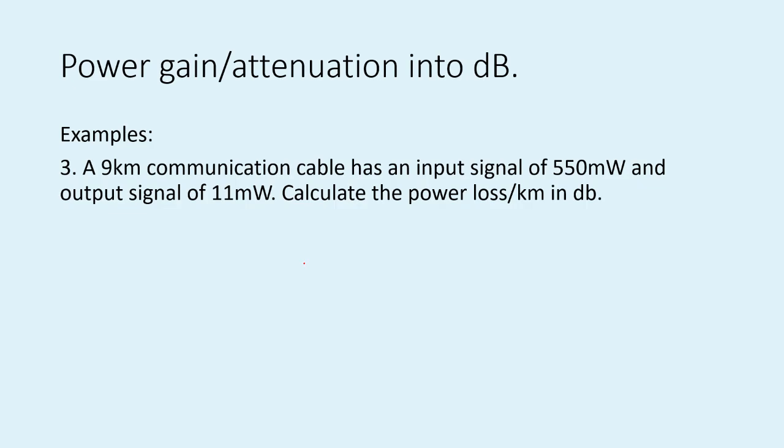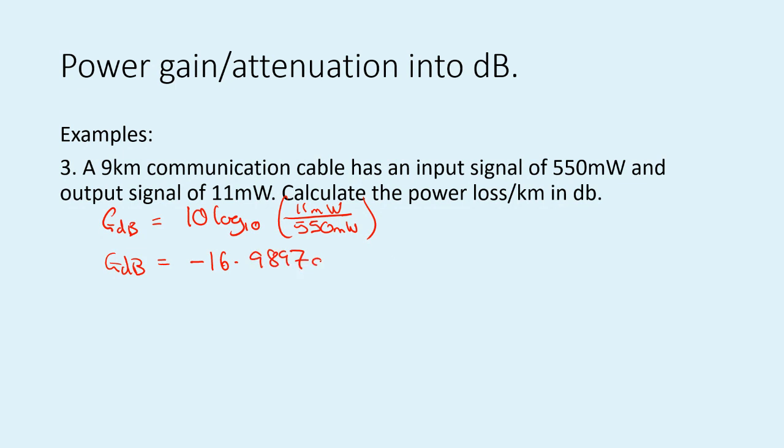Okay, question 3. We get given a bit more information here, and we got to worry about kilometers. But again, first things first, stick it in the equation, work out what the gain in decibels is. So we've got 10 log 10. The output power is 11 milliwatts. This is attenuation. This is a loss over 515 milliwatts. So the gain in decibels is minus 16.9897.